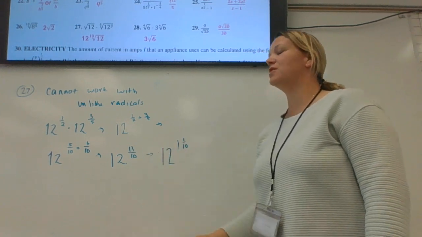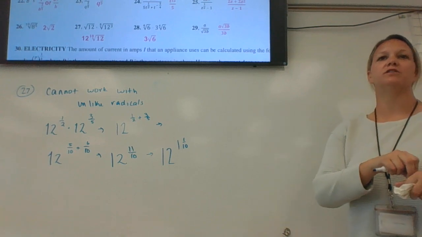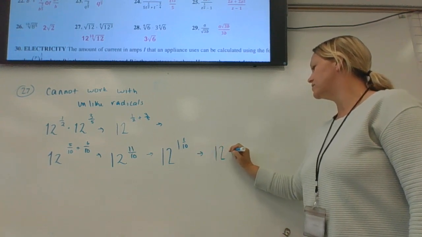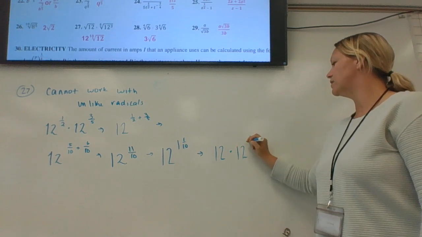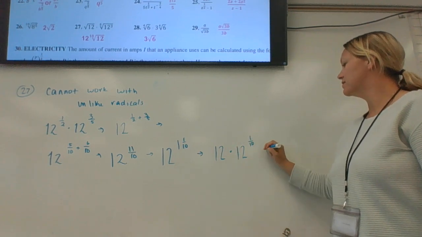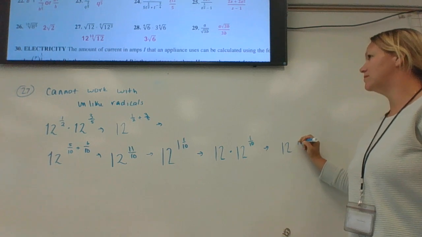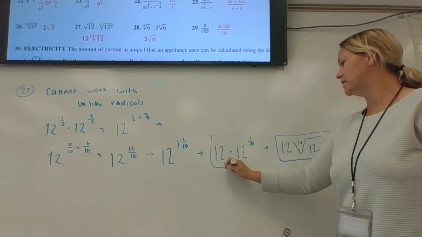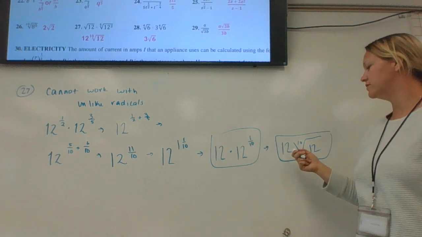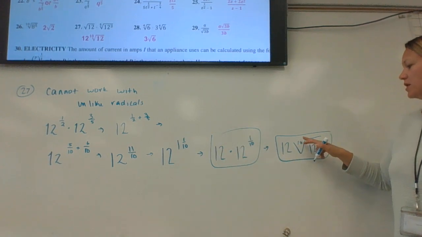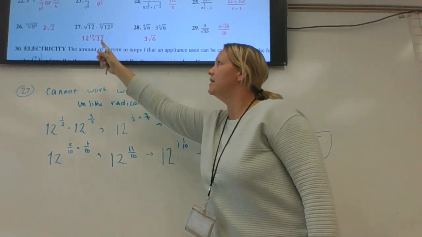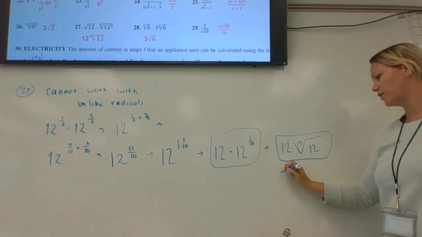So we also don't often change an improper fraction to a mixed number, but here is a chance to do that. So this is 12 times 12 to the 1/10, which is the same as that. I honestly like this answer. No, this is the best answer. So because the problem began in radical form, it's best to end in radical form.